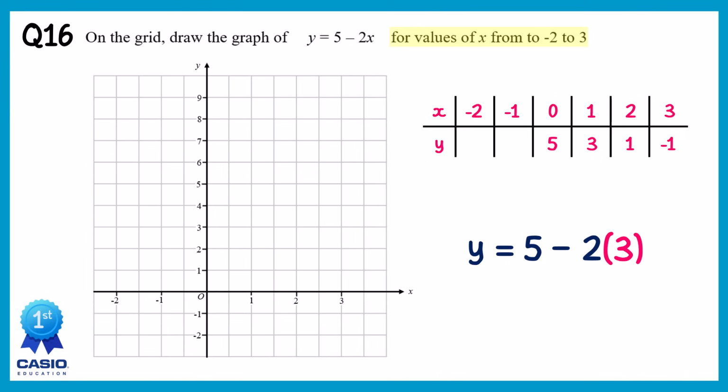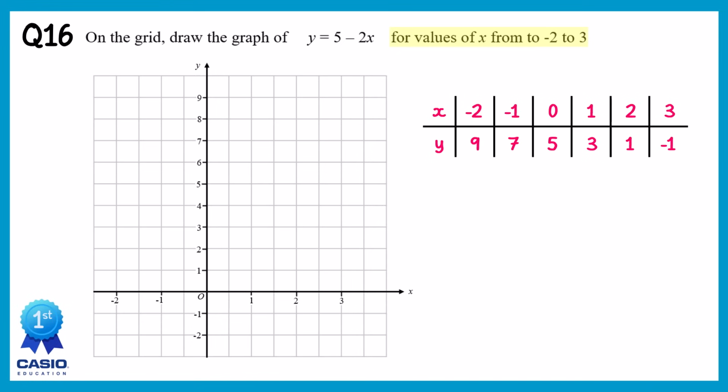Now I'm going to go back and substitute in -1. So it's y equals 5 subtract 2 lots of -1, which is y equals 5 subtract -2. 5 subtract -2 is the same as 5 add 2, which is 7, and you can do this on your calculator if you want to. And finally, for x equals -2, we'd have 5 subtract -4, which is 9.